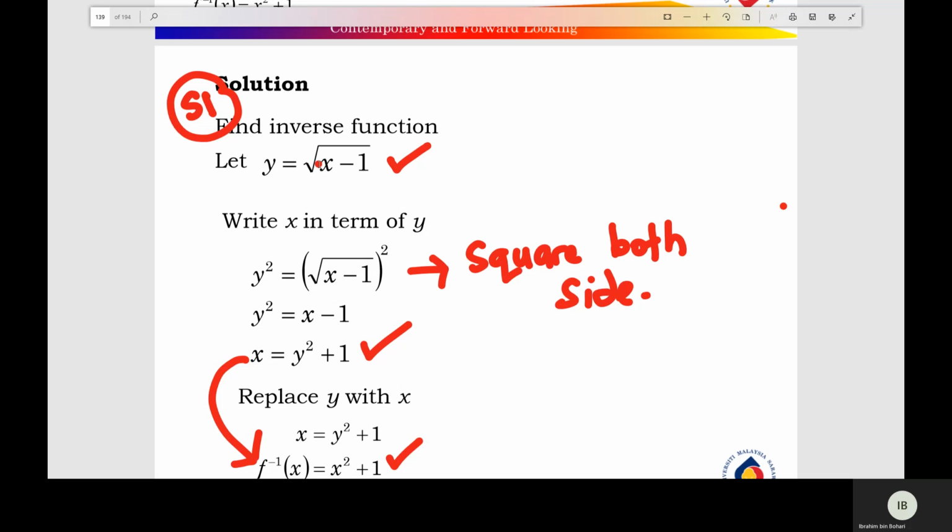The first function, y equals the square root of x minus 1, is a square root function. And the second function, f inverse of x equals x squared plus 1, is a quadratic function.